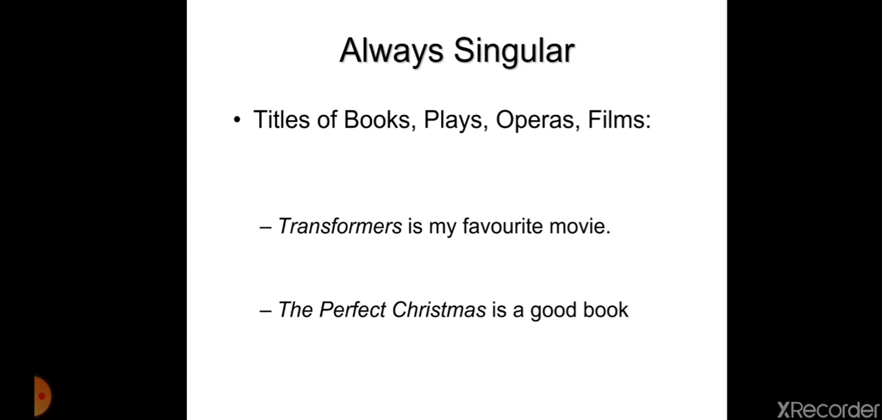Titles of the books, plays, operas, films may end with s. I mean, it may seem to be plural in form, but actually singular. Transformers is my favorite movie. The Perfect Christmas. It's a type of a book. So it refers only to the one book. Though the title may have a form like Christmas or Transformers, we must consider it as a single unit. So verb should be singular.